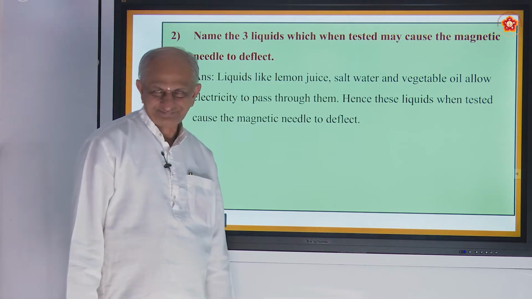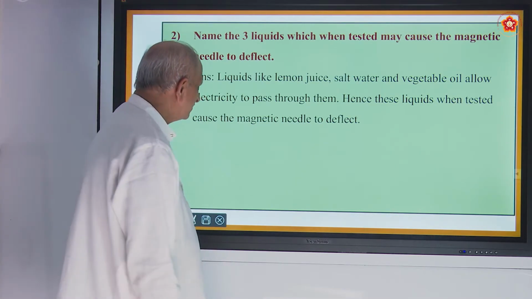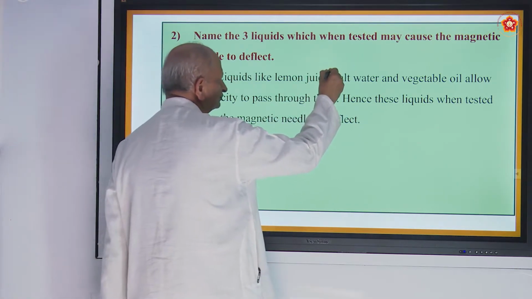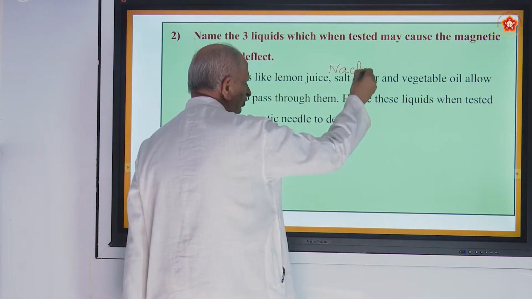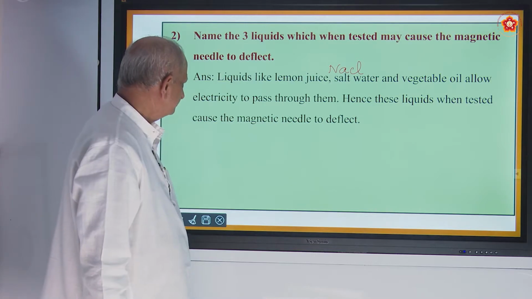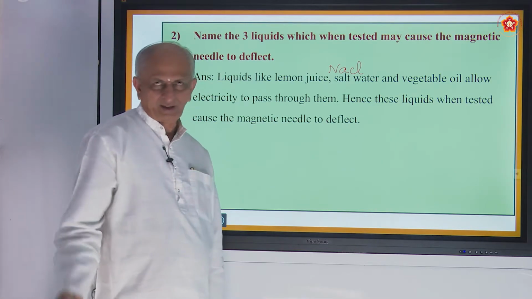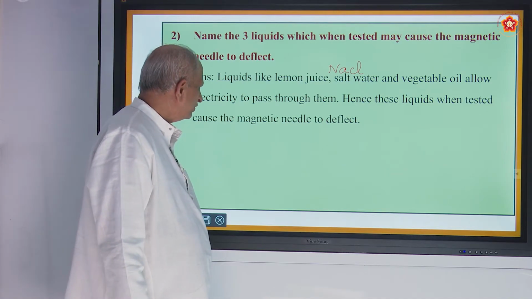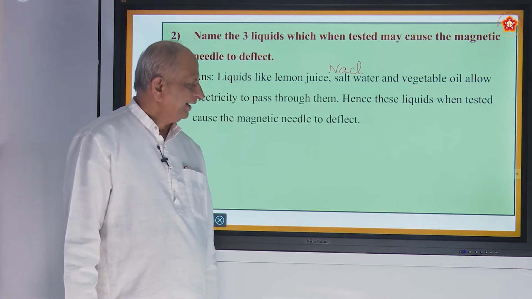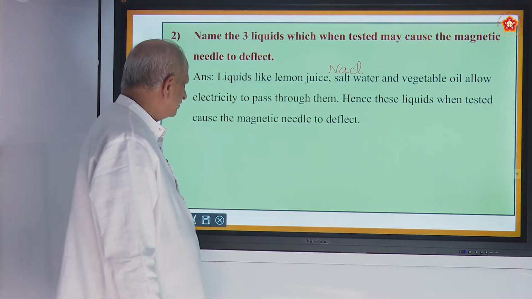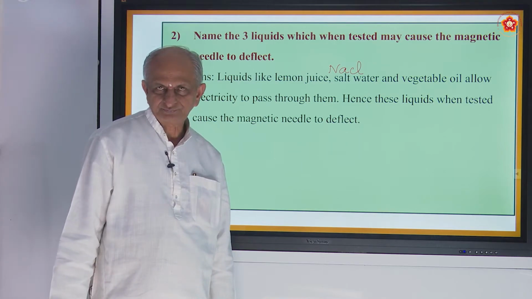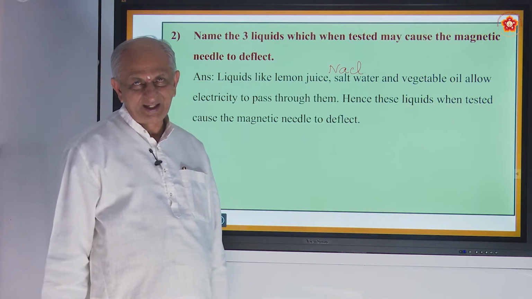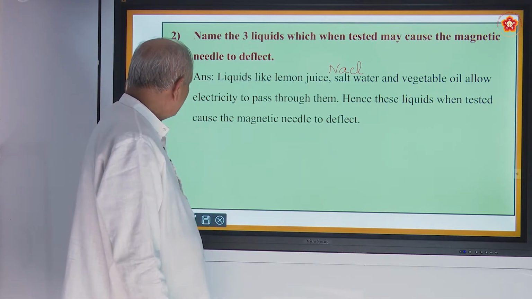Then salt water. What is the formula for salt? Salt is sodium chloride. Sodium chloride solution. And vegetable oil. And so on. There are so many others also. They will allow electricity to pass through them. Hence, these liquids, when tested, cause the magnetic needle to deflect. So, when a current passes through the solution, there will be deflection in the magnetic needle. Okay? That's what we have seen.